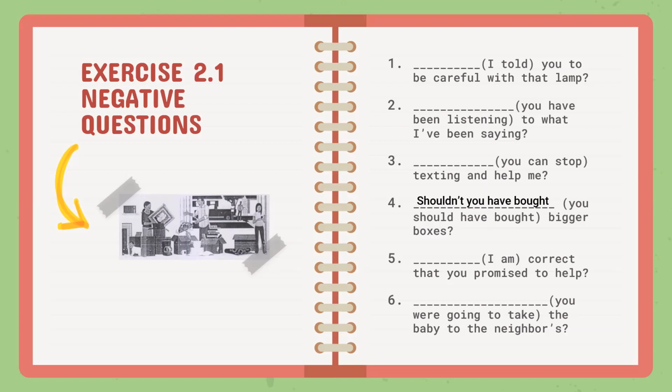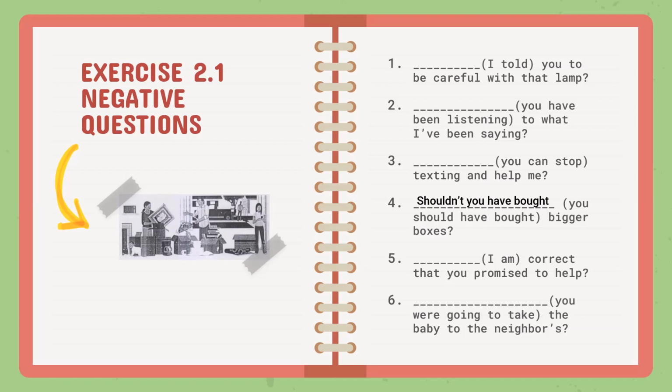Number 4: you should have bought bigger boxes. We should change you should have bought into a negative question. So we change it into, shouldn't you have bought bigger boxes? Number 5: I am correct that you promised to help. We should change I am into a negative question. So the answer is, aren't I correct that you promised to help?